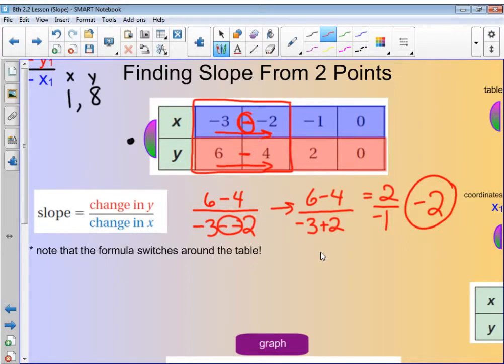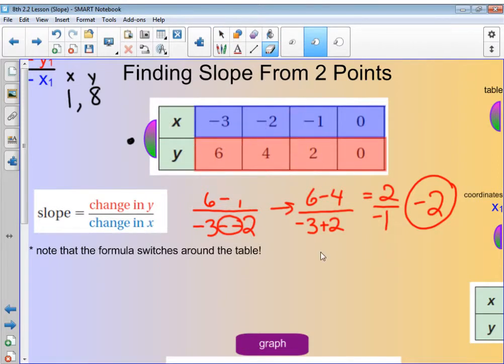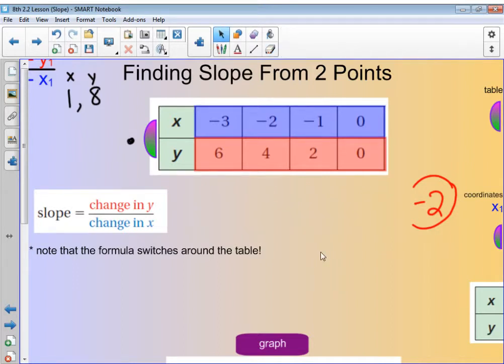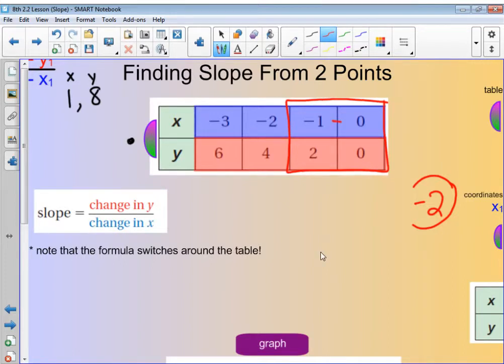We would get the same thing if we worked off of a strategy sometimes. If you have any of your coordinates where it's a set of zeros, like here, I'm noticing this. If I were to work left to right, 2 minus 0 gives me 2, and negative 1 minus 0 gives me negative 1. It's just very easy, quick math. So sometimes there is strategy in the coordinates that you pick. Okay, so that's working off of the table.